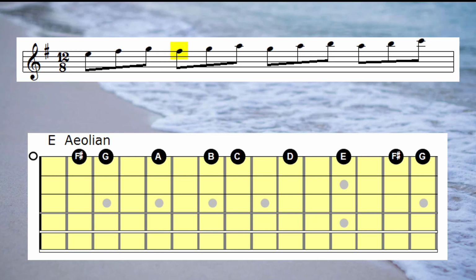We've also extended the range of our E Aeolian mode up a little bit higher to include the note F sharp and G. When you're ready, try that along with me.